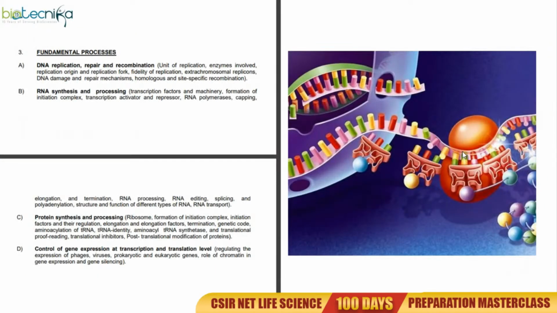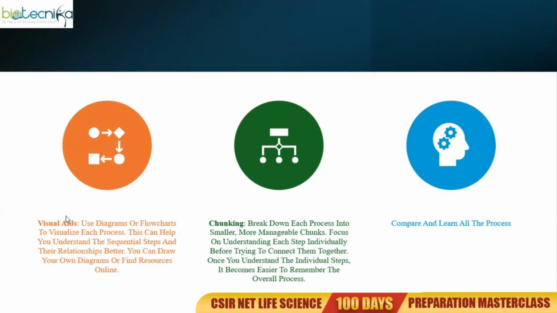Next, moving on to the third unit, that is fundamental process. Now, this is one such unit in which all the topics are equally important. So, whether you take into consideration replication, transcription, translation, or the regulation of gene expression, all the four parts are equally important. Now, how we are going to focus on this particular unit? Here, you can go for visual aids. That means the best way to understand these processes is animation.